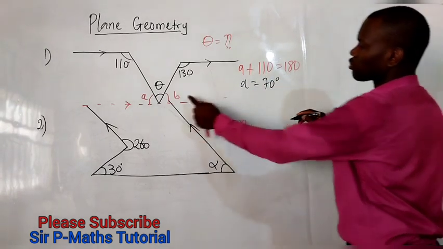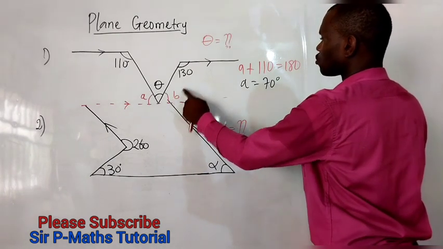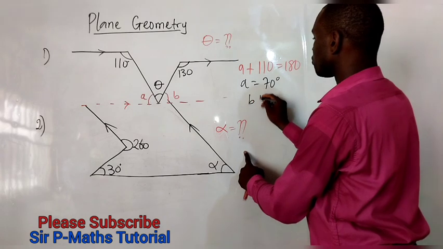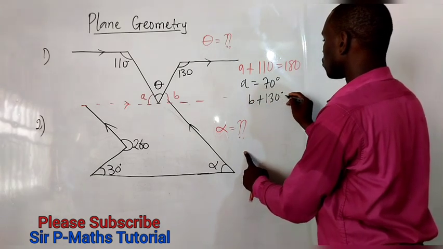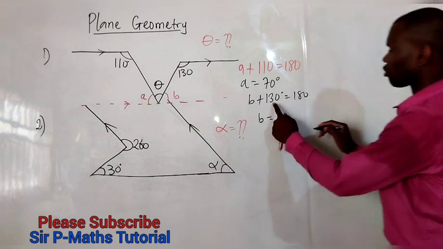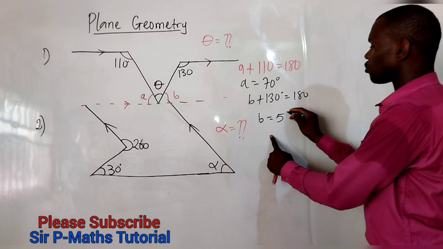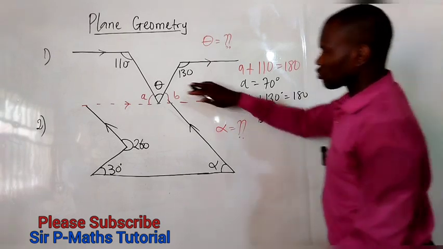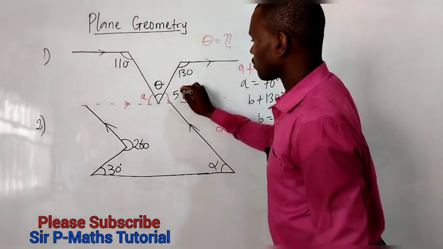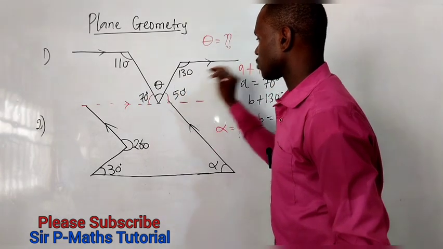Having gotten A, let us also get B. B is also supplementary to 130. So B plus 130 will give me 180. That means that B is equal to, this one will cross over, so 180 minus 130 will give me 50 degrees. So at this position, I have 50. At this position, I have 70 degrees.